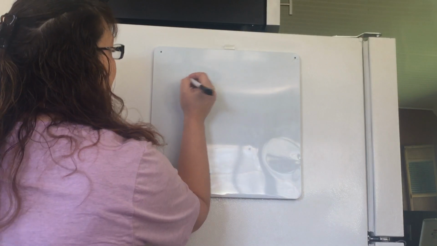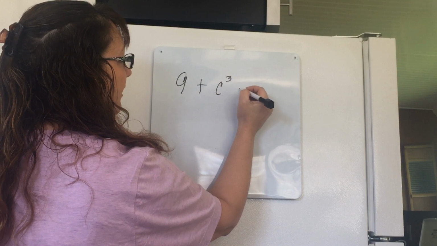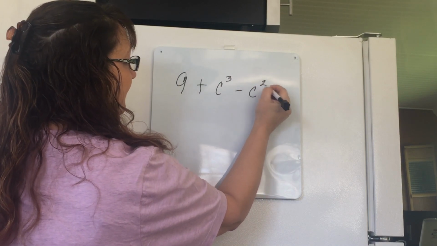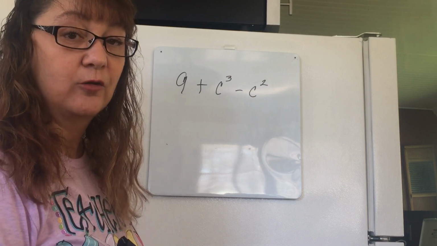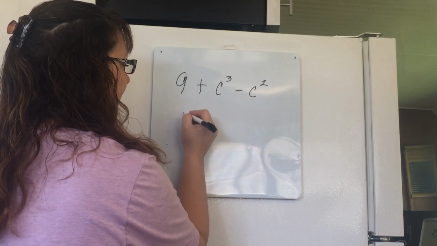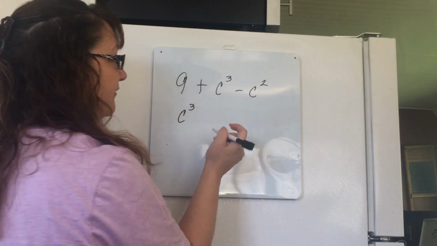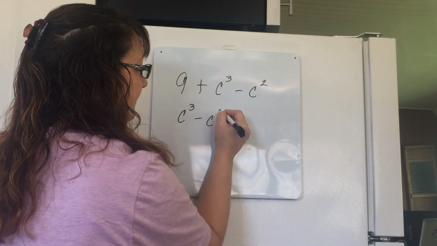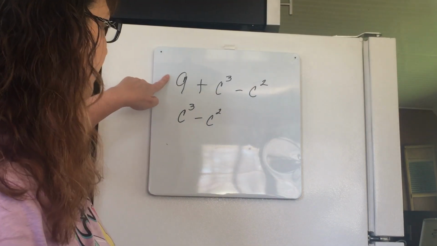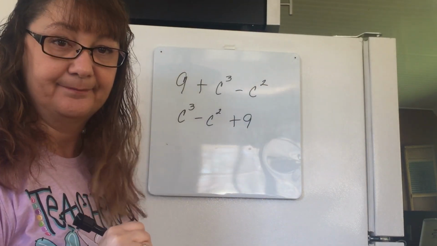For example, this is what standard form would look like. If I had 9 plus c to the third minus c to the second. Well, that's not in standard form. So I have to rearrange my terms. This is the highest exponent, so it would come first. A 2 would be next. Remember, always take the sign in front of it. So that's minus c squared. This is an understood positive. That's my constant. So it would come last. Okay? So that's how to put things in standard form.